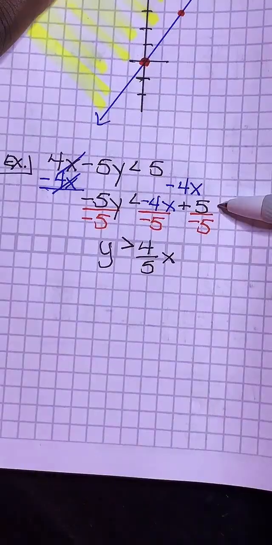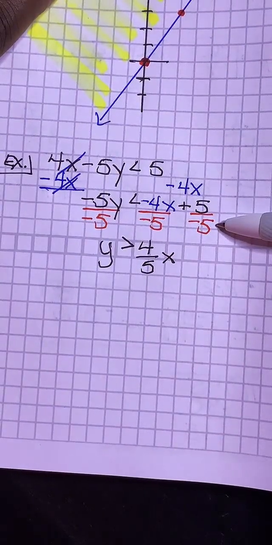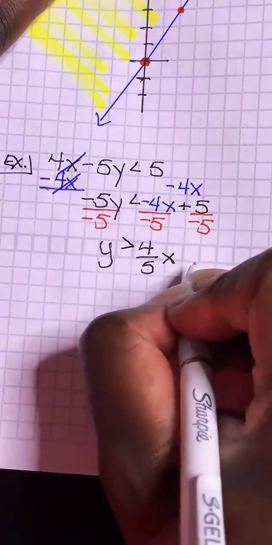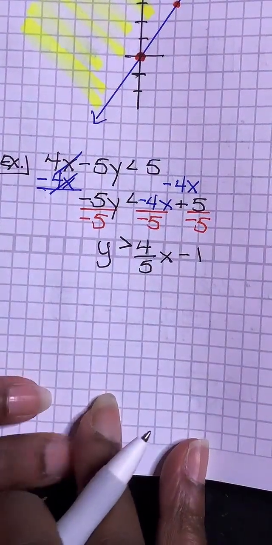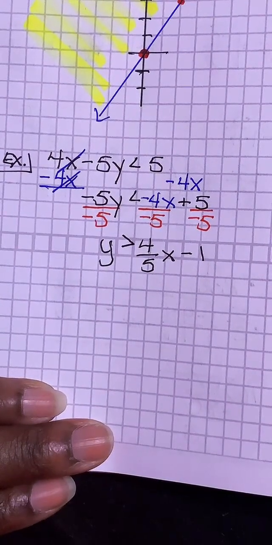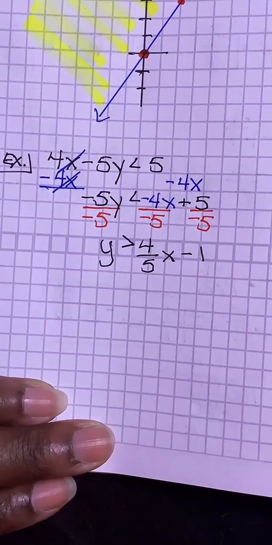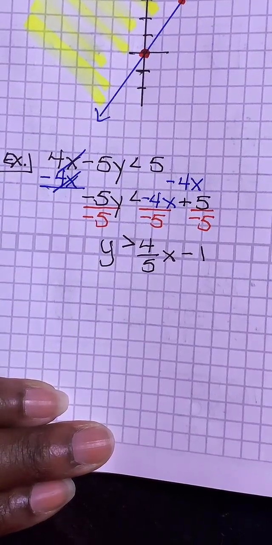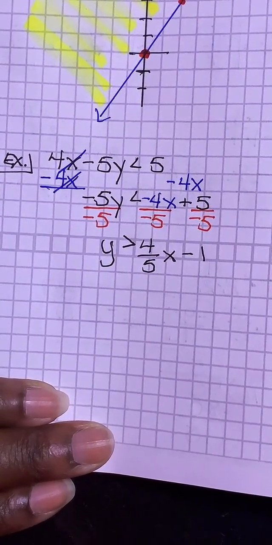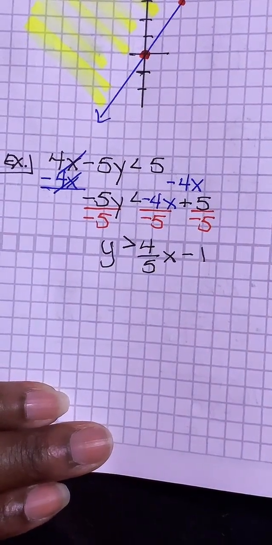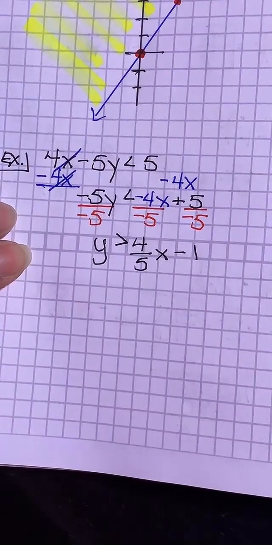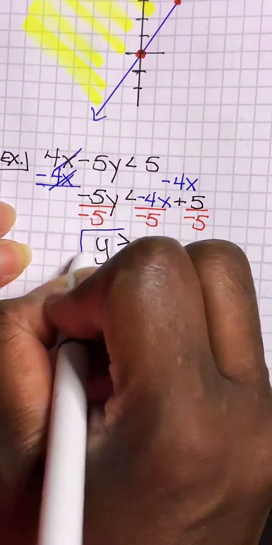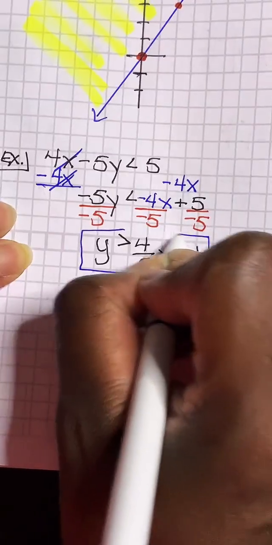And then a +5 divided by a -5 will give us a -1. Because if you don't change the sign, then you're not going to get a true statement. I'll show you in a second as soon as we're done with this one. So, actually, I'm going to show you right now because we're basically done. We have our y by itself, and this is our inequality.